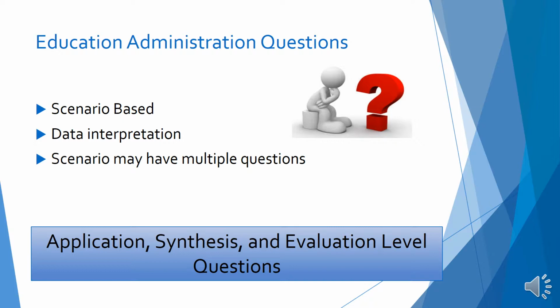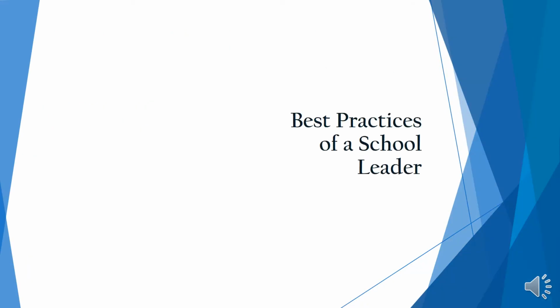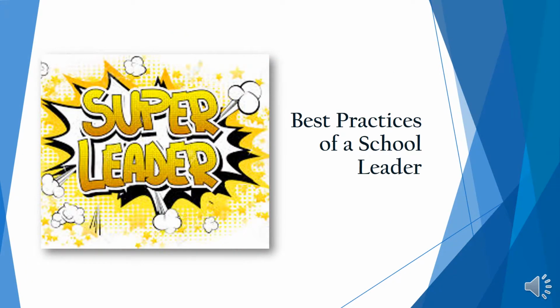So we may have one scenario and maybe 2 or 3 questions based on that scenario. We might have a single scenario with 1 question to go with it. It's just different for each question. But we're asking you to respond to questions that are on the application, synthesis, and evaluation level. So if you think of Bloom's taxonomy, we're going for the highest level of Bloom's. So what we're talking about is the super leader.